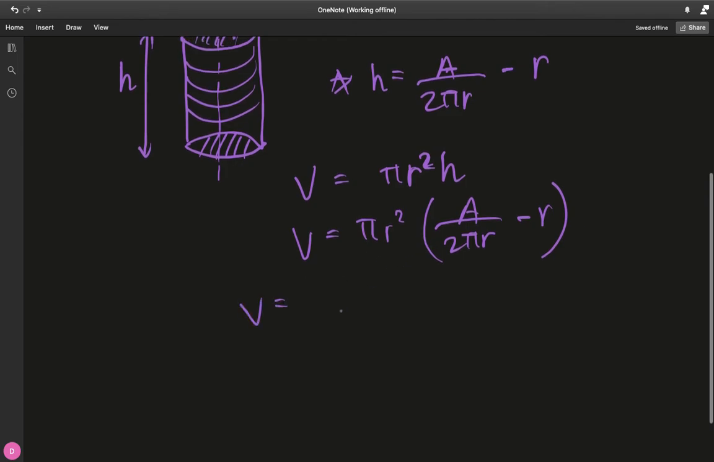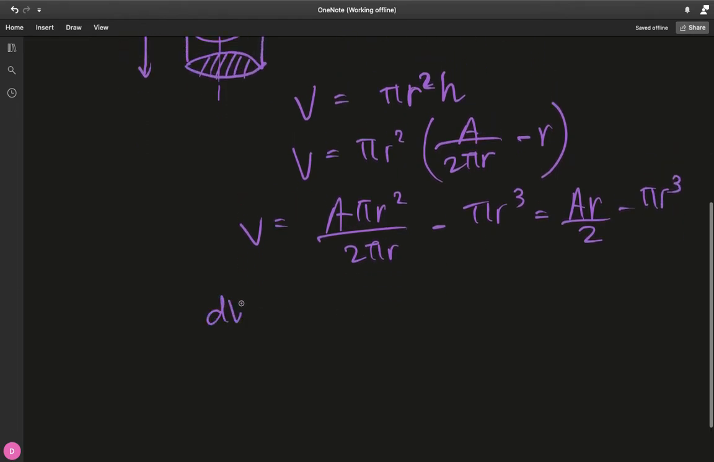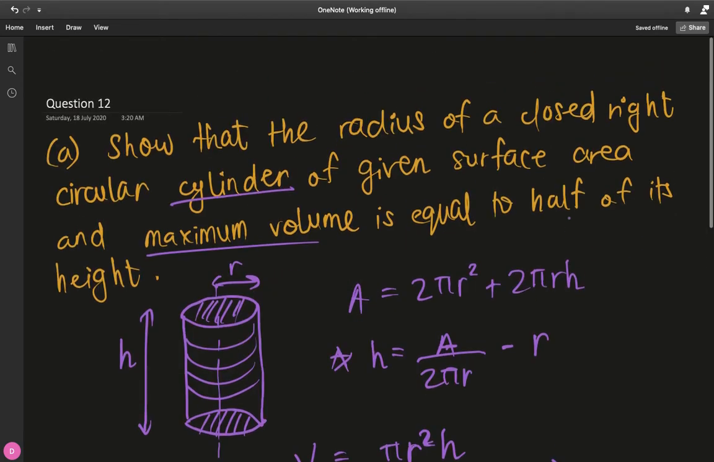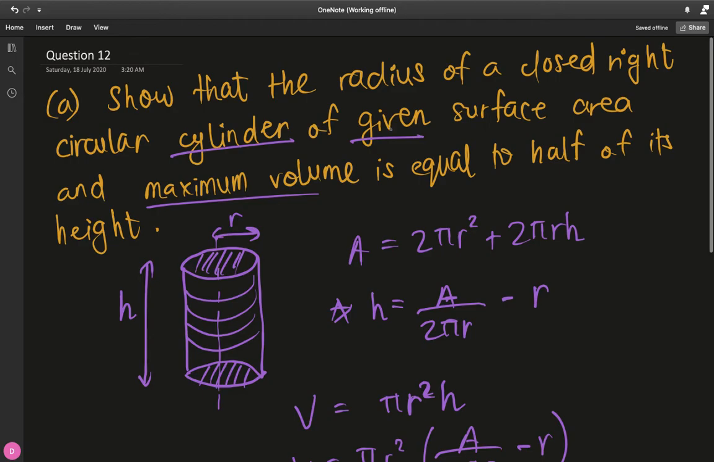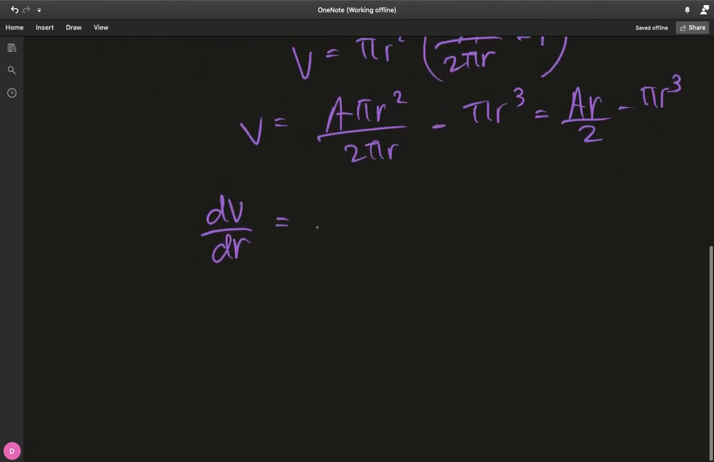Volume is therefore A pi r squared over 2 pi r minus pi r cubed, which becomes A r over 2 minus pi r cubed. And now we can differentiate with respect to r on both sides. So when we do that, A is a constant, right? They're saying given, so it's a constant, it's a fixed value, we can't change that. So we'll have A over 2 minus 3 pi r squared.